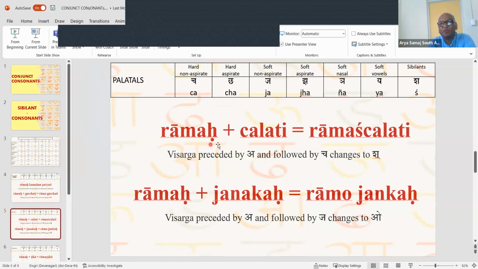This time, what happens to the Visarga when it is followed by cha? Cha is hard. Ramaha Chalati will become Ramash Chalati. See? Now the S there is a sibilant, and it is a palatal sibilant. There it is on the top of the chart. So when we join into cha, chha, it'll have to change to Ramash Chalati.